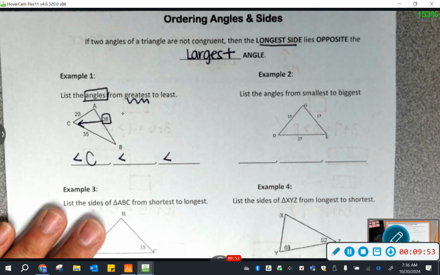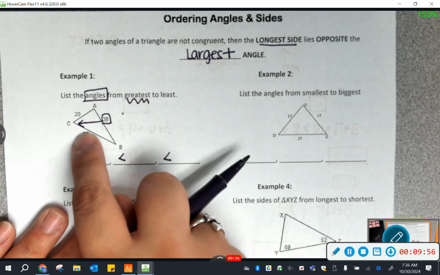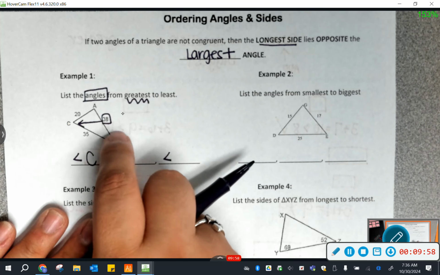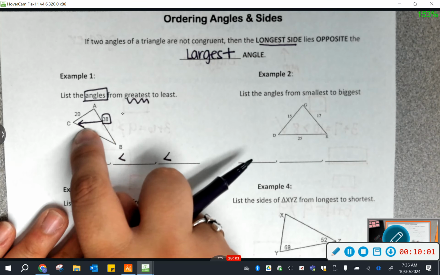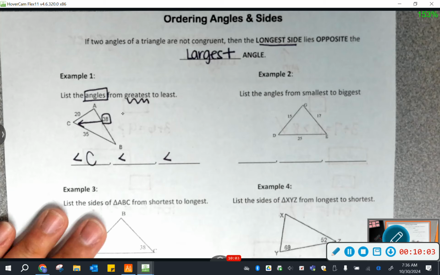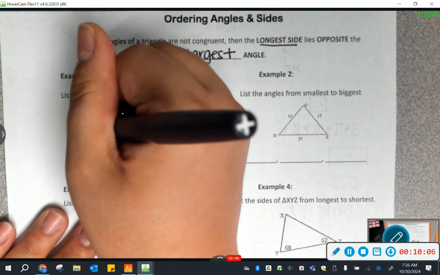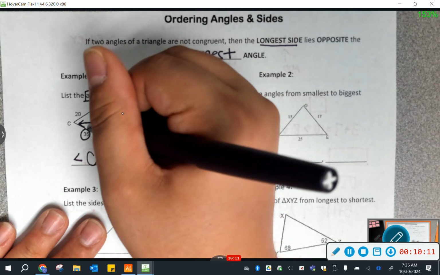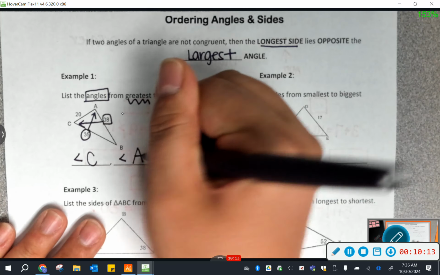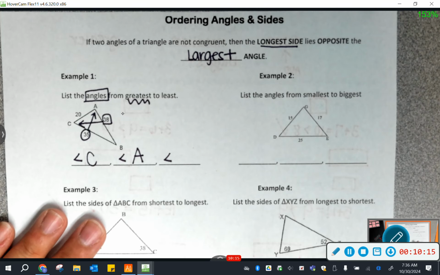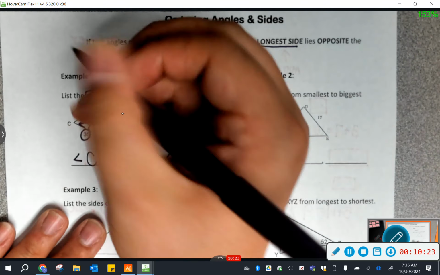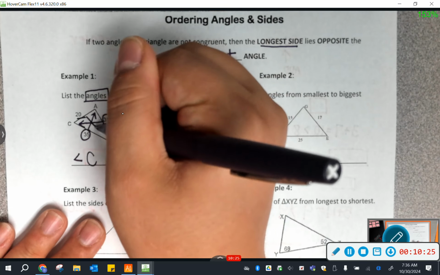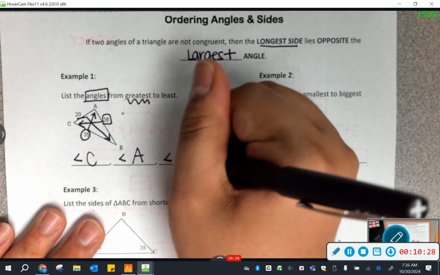Heads up, write this down. Let's do that again. Do you agree 38 is the biggest number here? So what is opposite that is C. What's the next biggest number? 35 is the next biggest number. What letter is across from 35? A is my next biggest angle. What is the smallest angle? What's the smallest number here? 20, which is angle B.